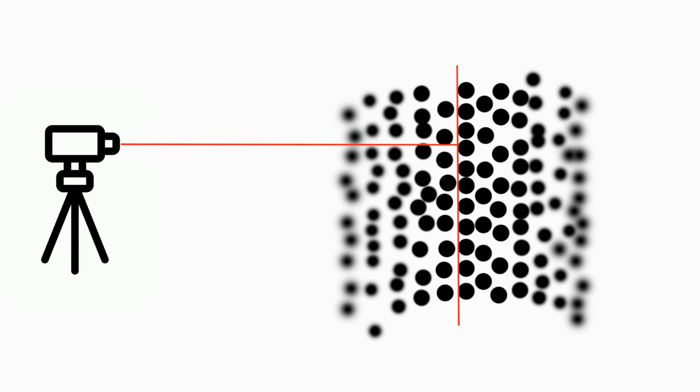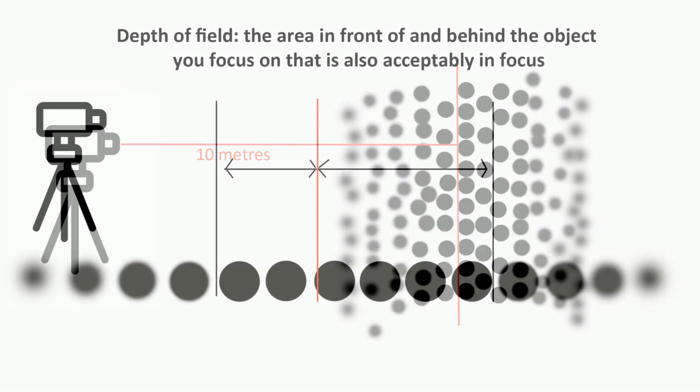So whether your camera has 10 focus points or 100, if you focus on an object a certain distance away, let's say 10 meters, then you have focused on a point in space 10 meters from the camera. Anything that is in front and behind that point that also seems to be in focus, that's depth of field.